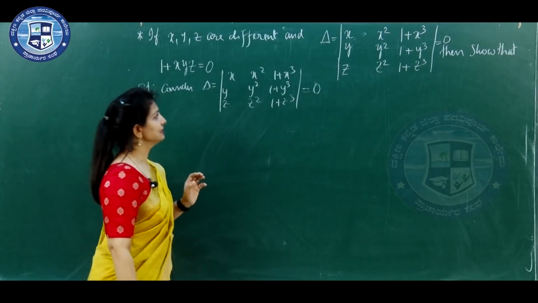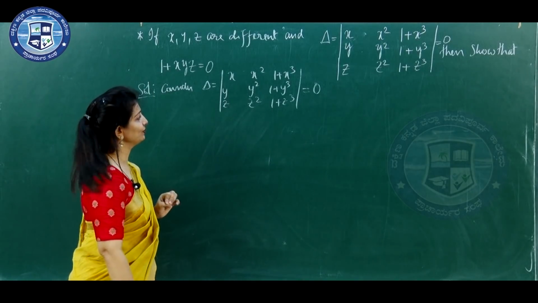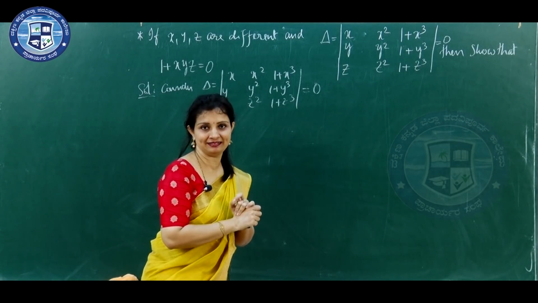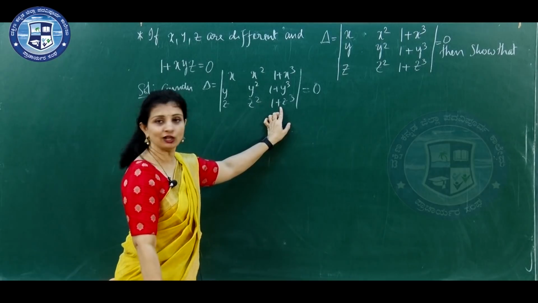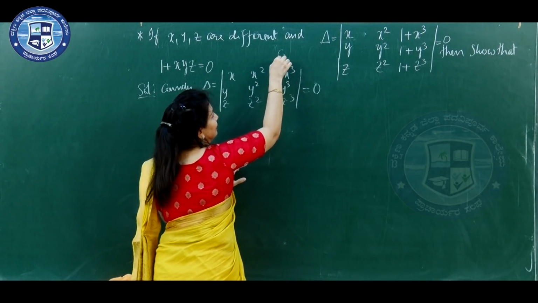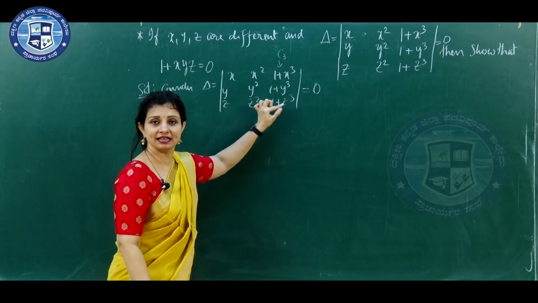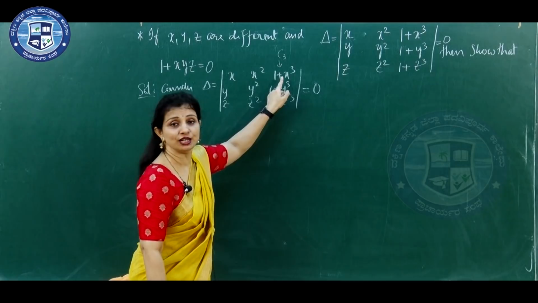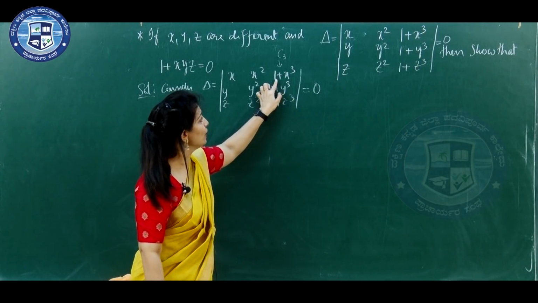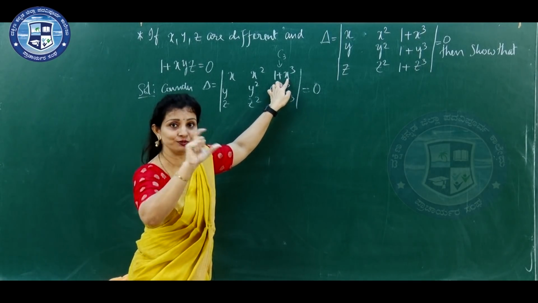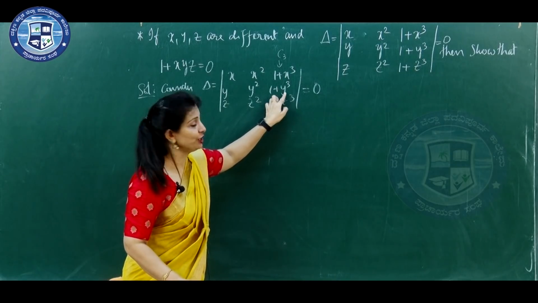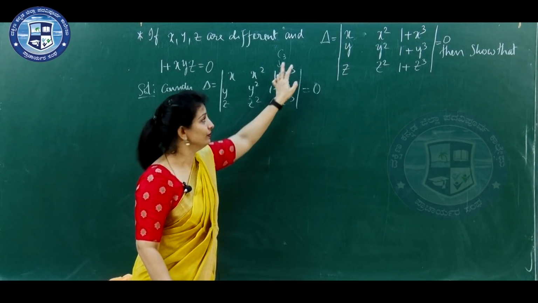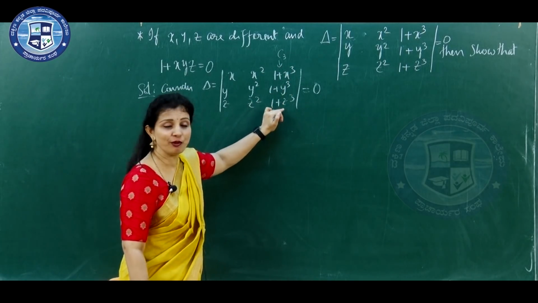We consider this as 0, determinant value is 0. Now which property can be applied here? Look at the third column C3. This third column is given in such a way that it is the sum of 2 terms. Third column, first element, 1 plus x cube, sum of 2 terms. 1 plus y cube, sum of 2 terms. 1 plus z cube, it is also the sum of 2 terms. So each element is the sum of 2 terms.